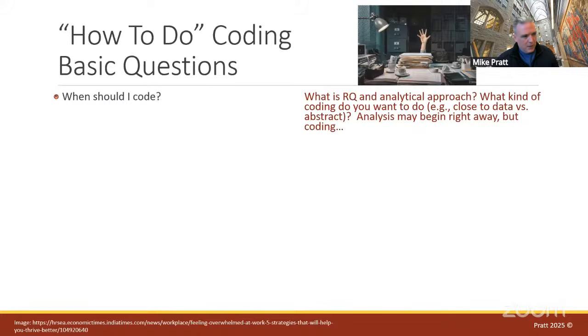The second thing you want to think about is what kind of coding you want to do. Somebody asked a question about hybrid coding, and I'm not sure if this is exactly hybrid. Let's say you're going through your data. Usually the first time through, you're going to be coding close to the data. Your codes might be what we call in vivo, or terms that people use. That kind of coding you may want to do when you start.